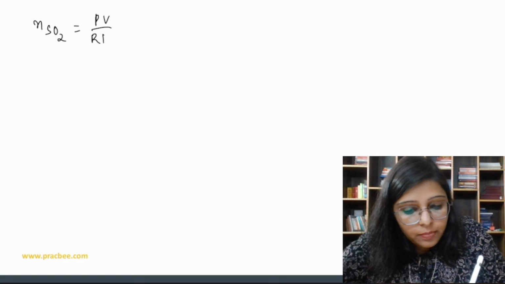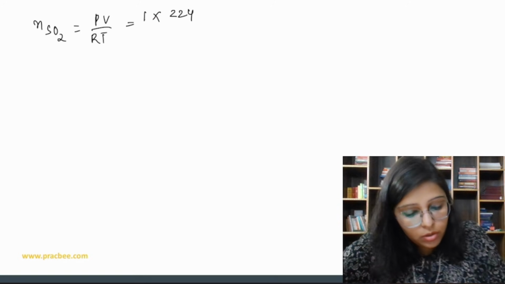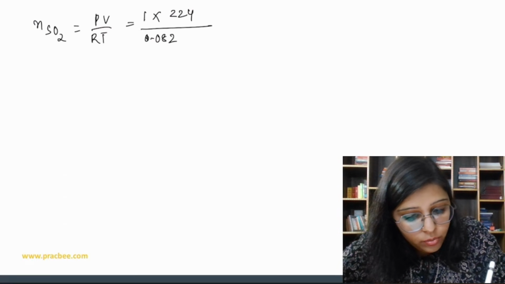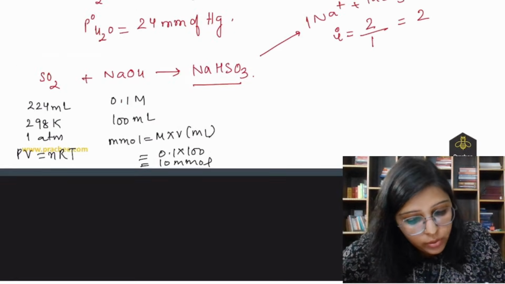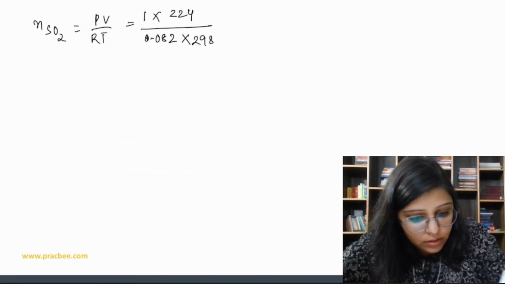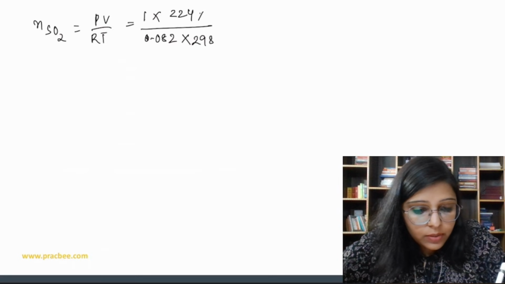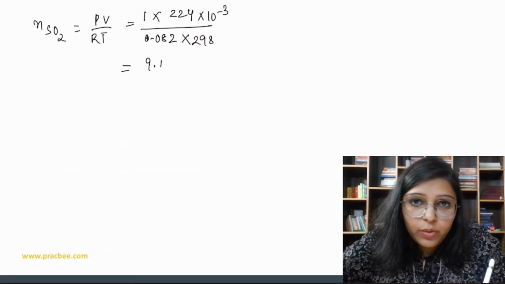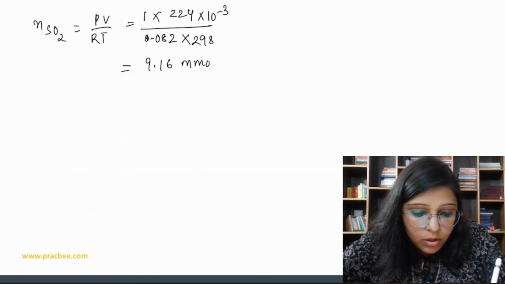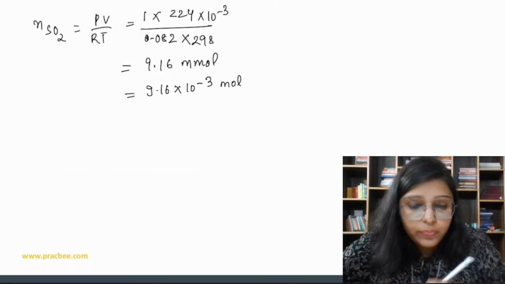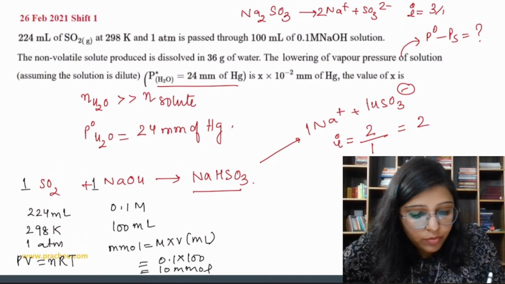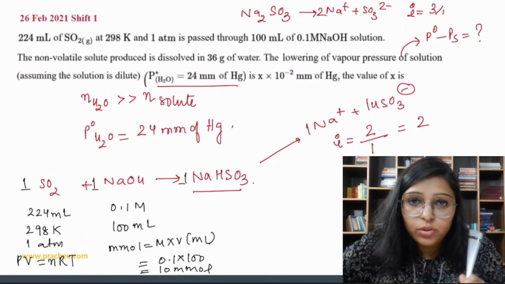So moles of SO2 is PV upon RT. Pressure is 1, volume is 2.4 ml, and R is 0.082 and temperature is 298 Kelvin. Since this is in ml, let's convert this into liter, so 10 to the power minus 3. On solving this, you get 9.16 millimole, or we can say 9.16 into 10 to the power minus 3 mole. Now if we see the reaction, 1 mole of SO2 reacts with 1 mole of NaOH to give 1 mole of NaHSO3.